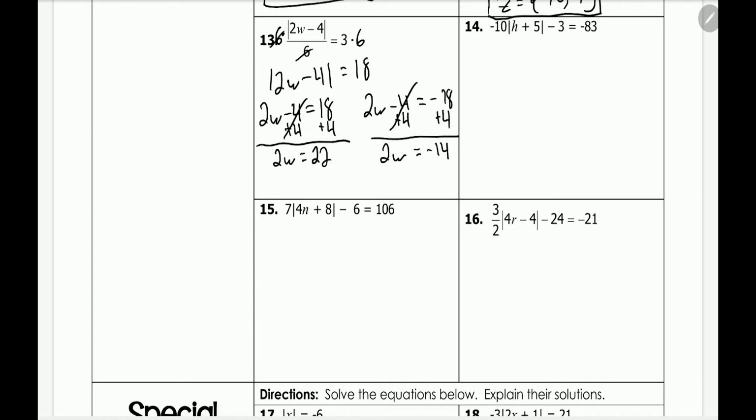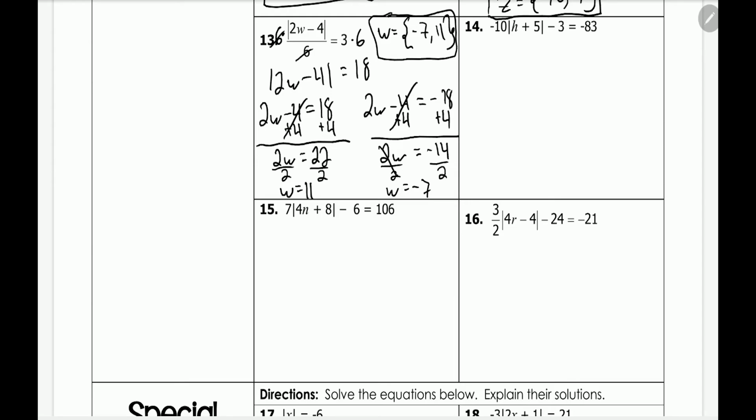Now we have to solve for w. So in order to do that, we have to divide by 2 on both sides. That leaves us with w is equal to 22 divided by 2, which is 11. W is equal to -14 divided by 2, which is -7. So our answer should be w is equal to {-7, 11}. And that's going to be our answer for number 13.